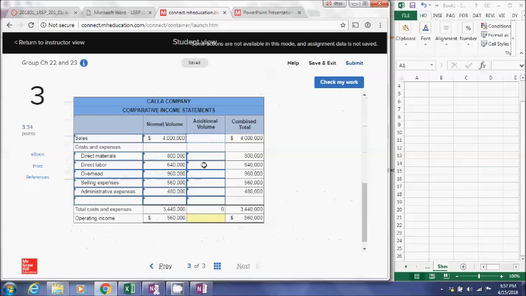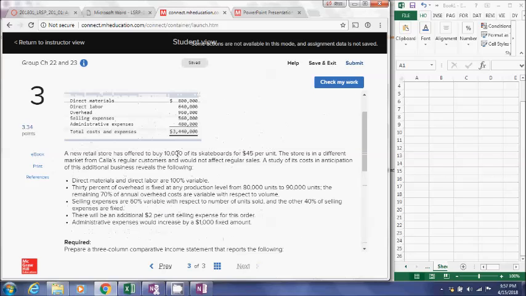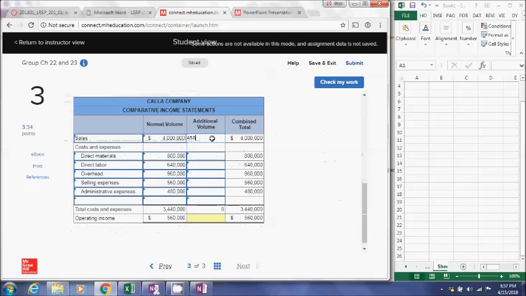So now they're saying, what if you add in this special order? So let's just take this piece by piece. So the first thing they want us to do is that we're going to sell 10,000 at $45. So 45 basically times 1 is 45, and then you add those 4 zeros. So you're going to have $450,000. We get that.